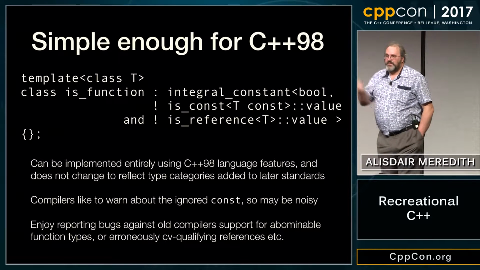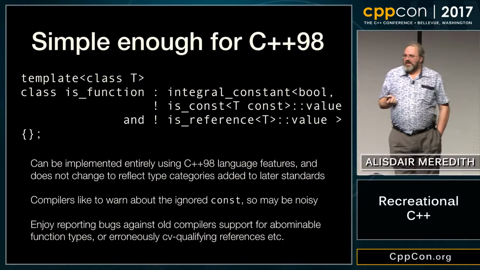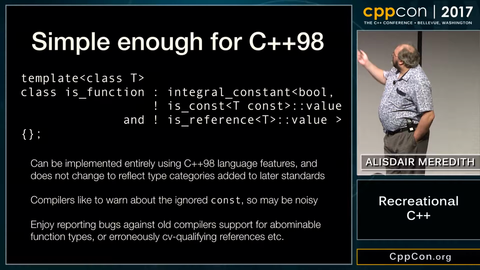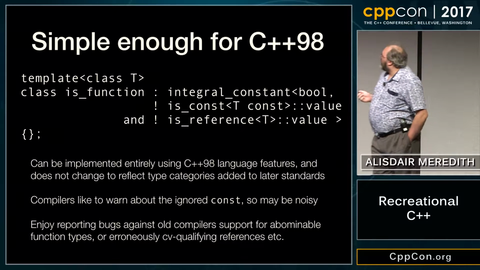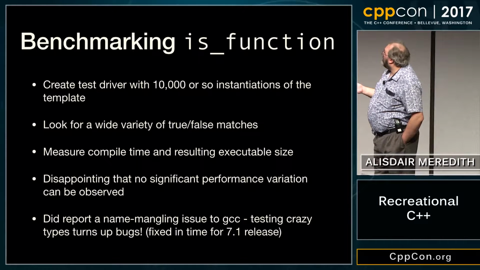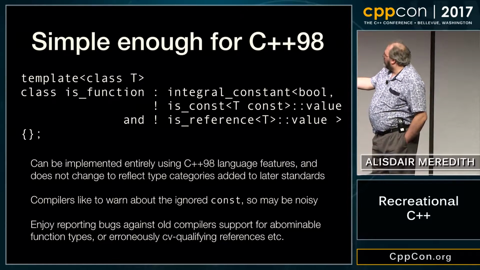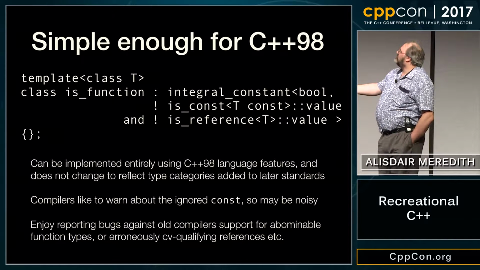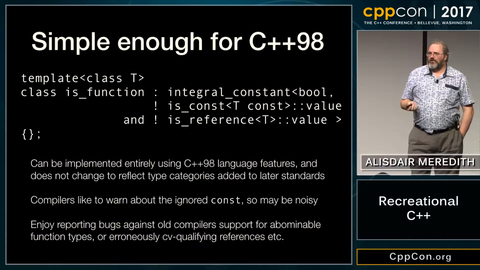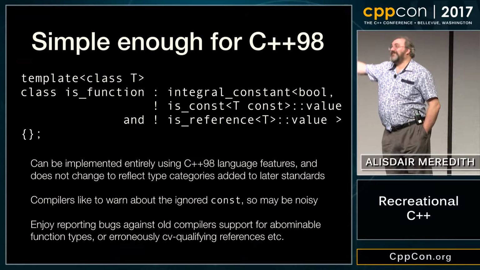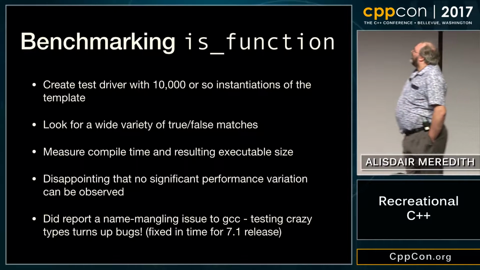And the other fun thing I had, throwing this against my wonderful battery of tests, of course, is I've got another bug report that's coming up. Compilers like to warn about ignoring that extra const. So although I've got a nice, neat, short implementation of the trait, it might be very noisy when you compile a large code base against it, with lots of useless warnings. Yes, I know it's being ignored.